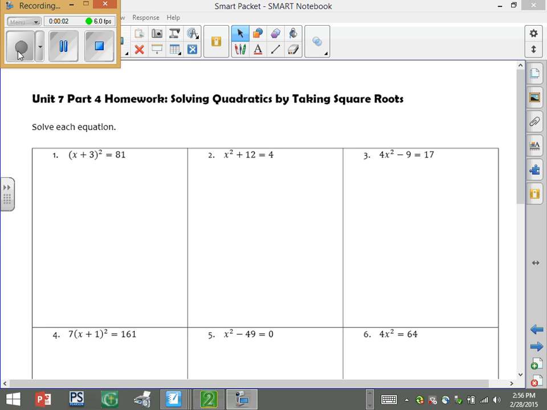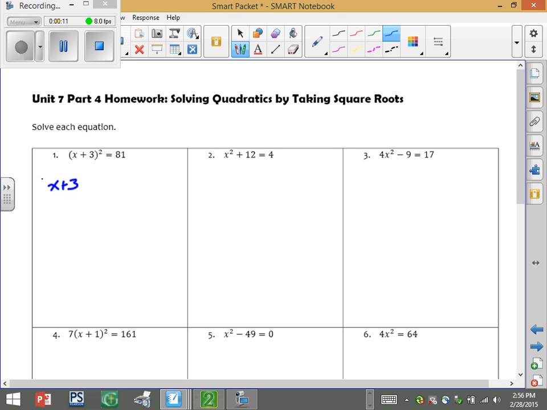This video goes through the first part of the unit homework here, just solving by taking the square root. So here there's nothing to move over. We just need to go ahead and take the square root of both sides. So x plus 3 squared, take the square root of that. Take the square root of 81.